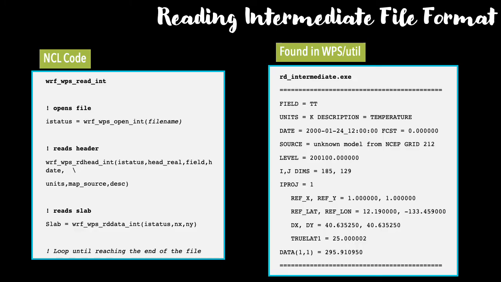If you're interested in reading intermediate formatted files, there are a couple of programs that are useful for that. Shown on the left is an NCL program that opens the intermediate file, reads the header information, reads the slab information, and continues to loop until it reaches the end of the file and will provide the printed out information. The RD intermediate executable is found in the WPS/util directory, and it gives a text description of the code, which can be really nice for a quick look at the details.